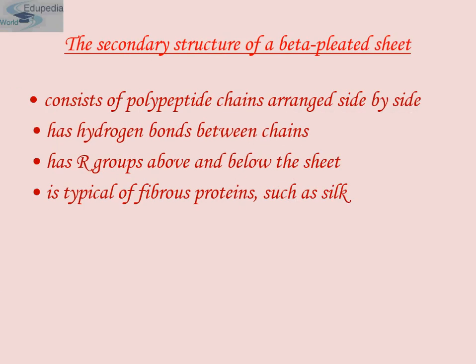Now, the secondary structure of beta-pleated sheet. Beta-pleated sheet consists of polypeptide chains that are arranged side by side. It has hydrogen bonds between the chains, that is interstrand, rather than within the strand, that is intrastrand. The carbonyl oxygen in one strand hydrogen bonds with the amino hydrogen of the adjacent strand. The two strands can be either parallel or antiparallel. It has R groups above and below the sheet. It is typical of fibrous proteins such as silk. Always note that antiparallel beta sheet is more stable due to more well-aligned hydrogen bonds.